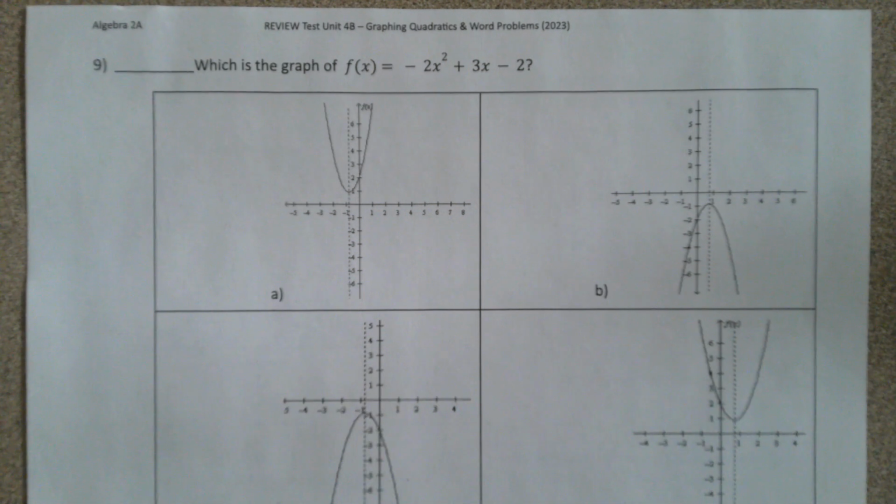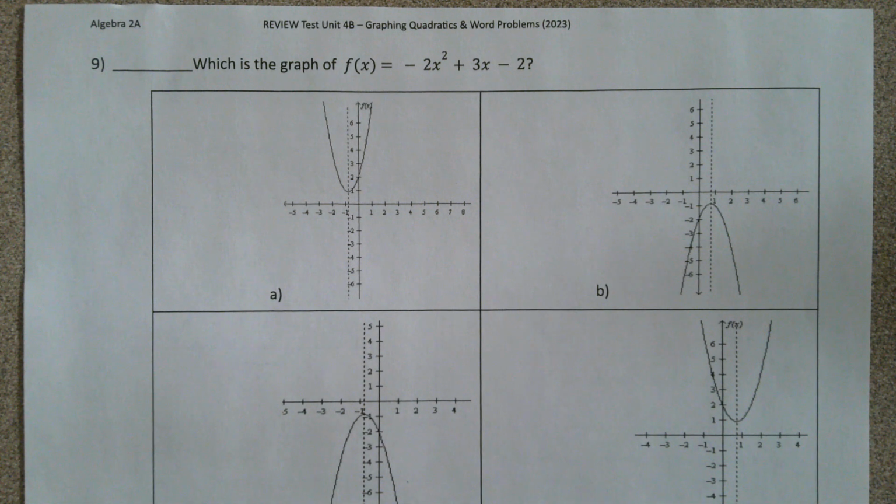Hi everyone. This is the second part of the 4B study guide. This is problems 9 through 15, pretty much mostly word problems. 9 would be an exception to that.